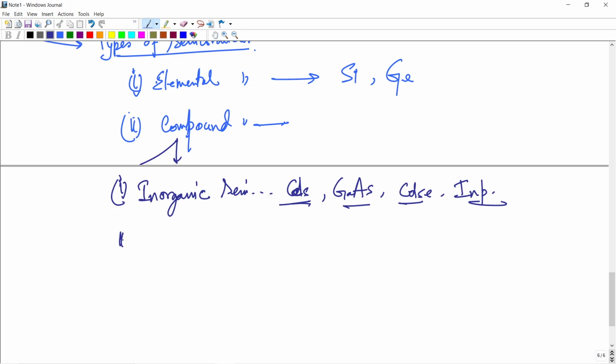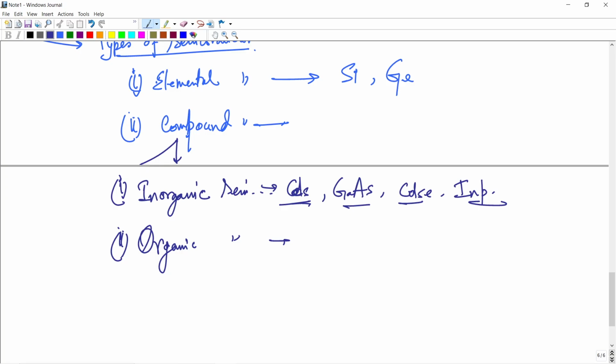Second is organic semiconductor. An example of an organic semiconductor is anthracene, doped phthalocyanine. Okay, these are the basic organic semiconductors. Mainly this is not the discussion here. You have taken some examples, and you get some in the NCERT book.